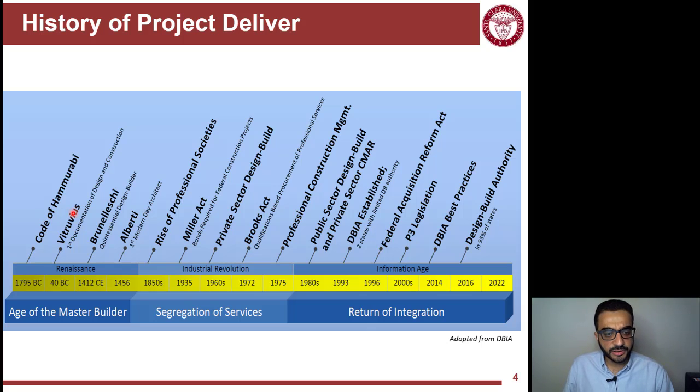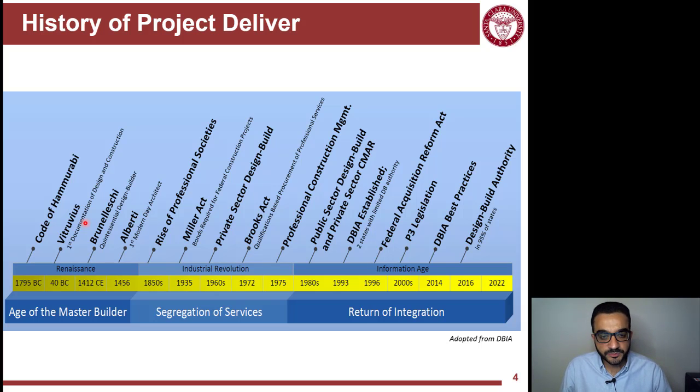And in later years, Vitruvius, one of the early scholars, gave some thoughts about what an architect's qualities should be. He thought that to be a good architect, you need to also be a good builder. So you need to have the skills and have tried building the things that you're designing.